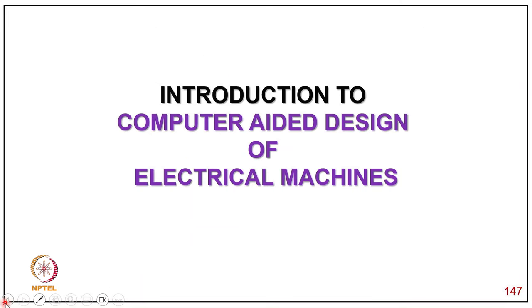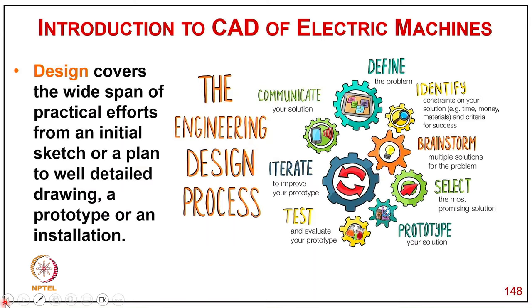Now coming to a little bit of introduction to computer design of electrical machines, how we can use computers for the design of electrical machines. There is now a lot of use of digital computers in the design of electrical machines. Design covers a wide span of practical effort, from an initial sketch and plan to a well detailed drawing and a prototype or installation. This is due to the development of lots of software for first defining, then identifying, then brainstorming, then selecting the proper solution, then prototyping, then testing, and then again iterating to further improve the design to reach the final one.